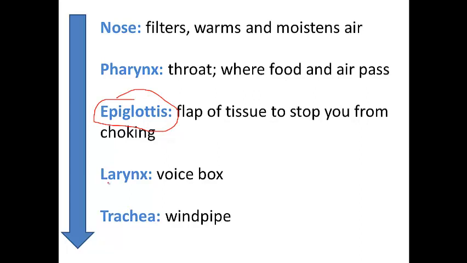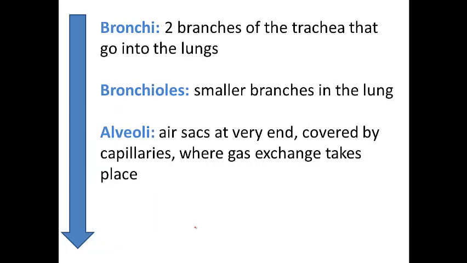Then comes your voice box, your larynx. An easy way to remember that your larynx is your voice box is think la la la la la la la. That is producing your sound or your voice. Then comes your trachea. Your trachea can also be known as your windpipe because this is where wind, or your air, is going down. Your trachea then branches out into 2 bronchi. Those are going to lead into the 2 lungs.